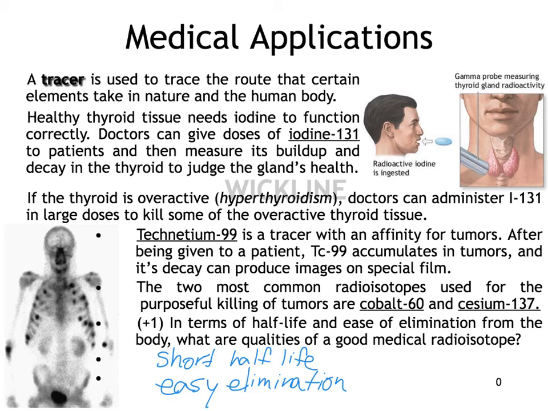Examples of elements that you would never use, because your body wouldn't pee them out very fast, are elements like calcium, for instance, because instead of your body eliminating calcium, it tends to want to hold on to calcium. So any of those vital nutrients and those vitamins that we need, we wouldn't use those. We wouldn't use a radioactive isotope of one of those.